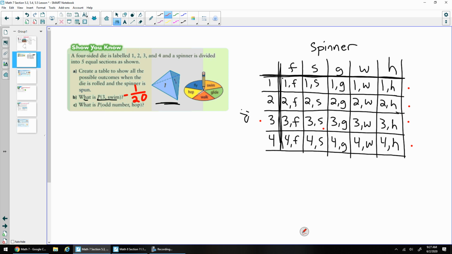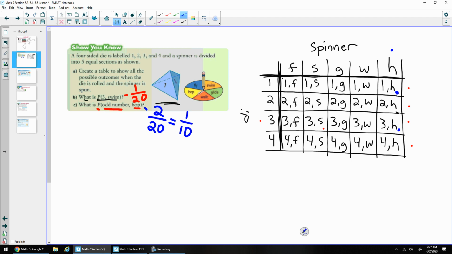And what is the probability of an odd number and hop? In this case, there's going to be more than one possible outcome. Let's make this blue. So an odd number with hop. We can find hop and all the odd numbers with it. So that's 1 and H and 3 and H. So there are only 2 possible outcomes. That would be 2 out of 20, which can be simplified because both can be divided by 2, to 1 out of 10. So there's a 1 out of 10 chance of getting an odd number with hop. Okay, and there we have it.